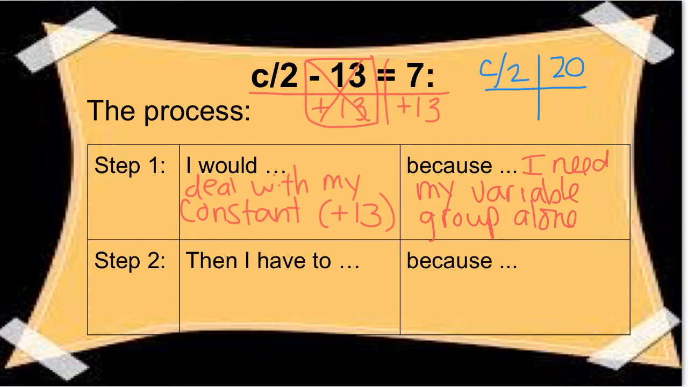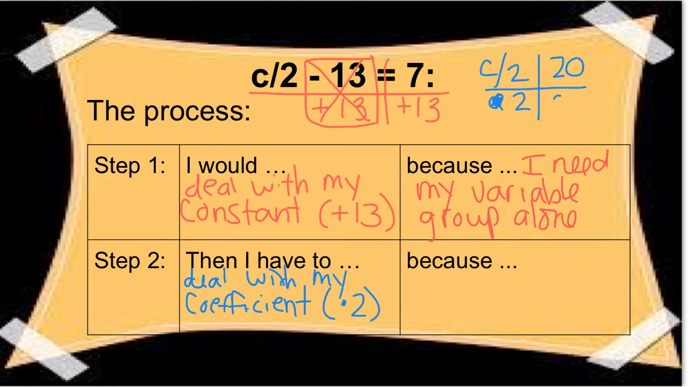All right, step two, I have to deal with my coefficient. And in this case, the opposite of dividing by 2 is multiplying by 2, both sides. So I will multiply this side. Let's use a dot instead. I'll multiply this side by 2, and I will multiply that side by 2.